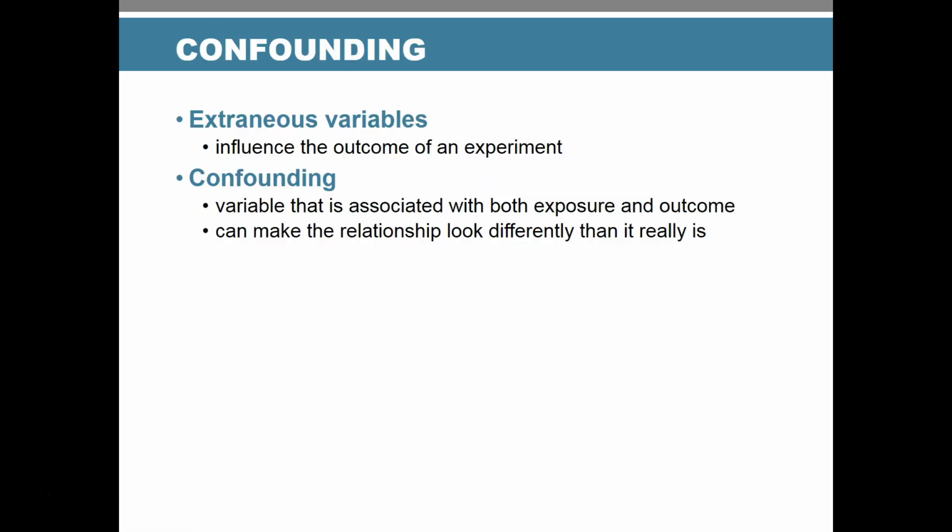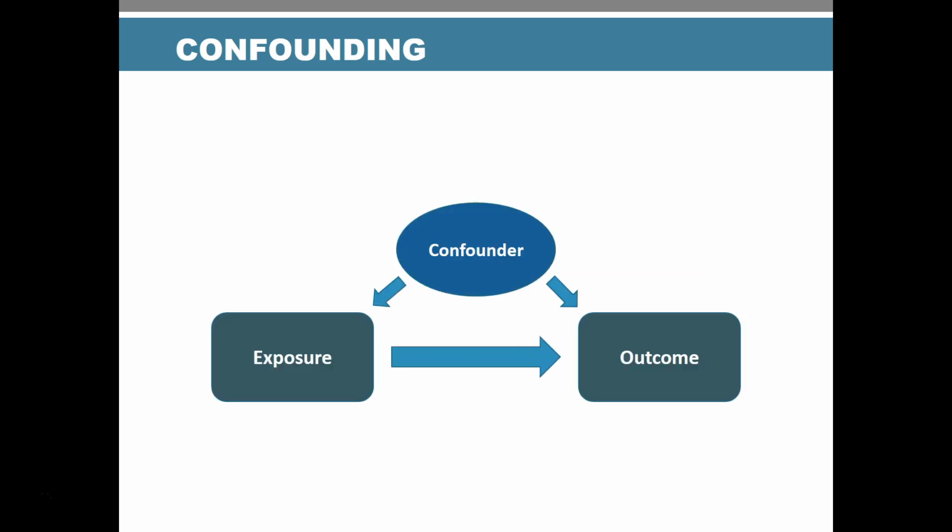So remember that an extraneous variable influences the outcome of an experiment. A confounding variable is associated with both exposure and outcome, and it makes our relationship look different than what it really is. So here's an example of confounding. We have an exposure and an outcome, and my confounding is related to both of those.